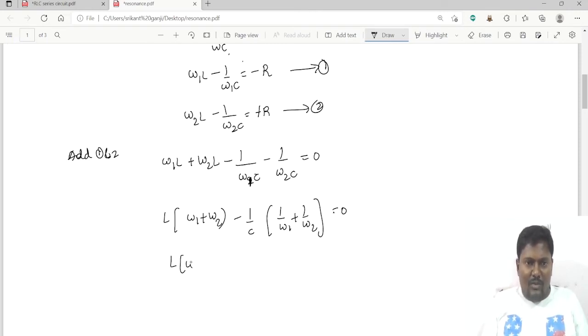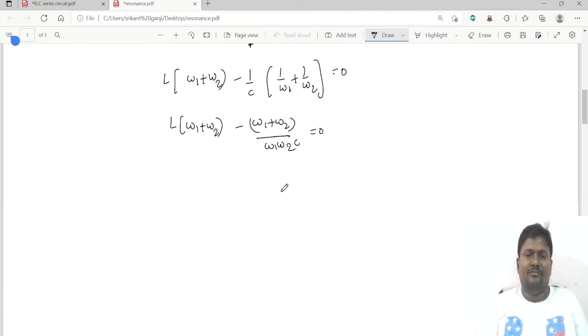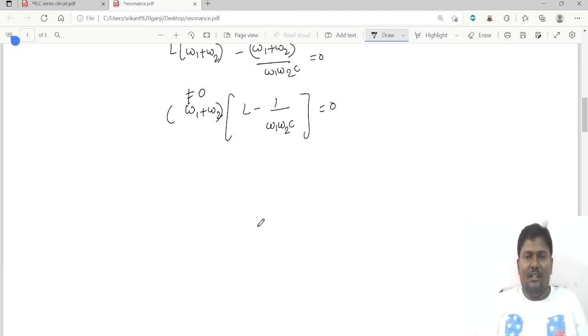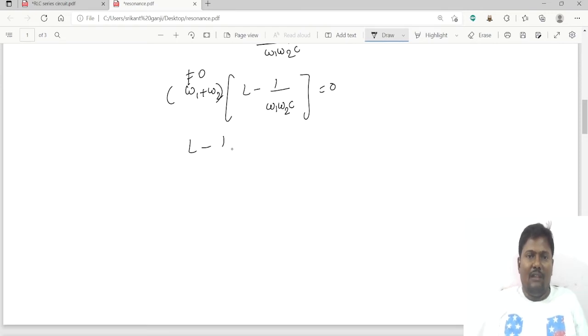And L into omega 1 plus omega 2 minus, take the LCM, omega 1 plus omega 2 divided by omega 1 omega 2 C is equal to 0. Omega 1 plus omega 2 is common, so L minus 1 by omega 1 omega 2 C is equal to 0, and this term is not equal to 0, and obviously the second term must be equal to 0. L minus 1 by omega 1 omega 2 C is equal to 0.